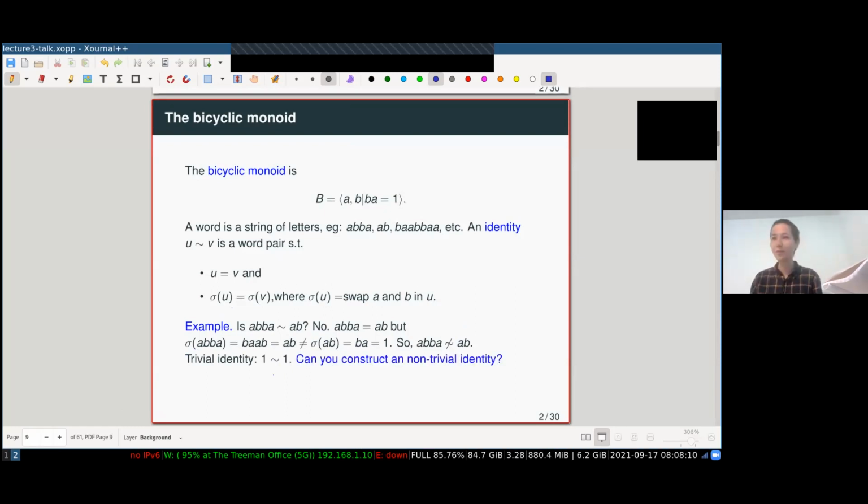Here's a question for you. Can you construct a non-trivial identity? Can you construct a string of letters such that, first of all, if you cancel all the BAs that stand next to each other, then you get an equality, and secondly, if you swap A and B around, then you still have that property? I'll give you, say, a minute.